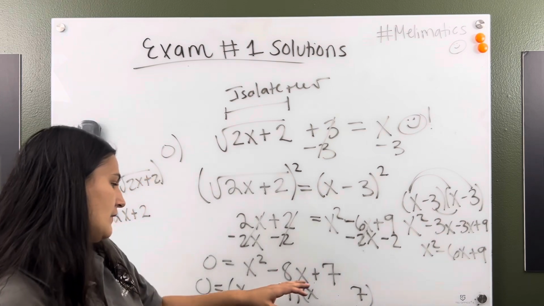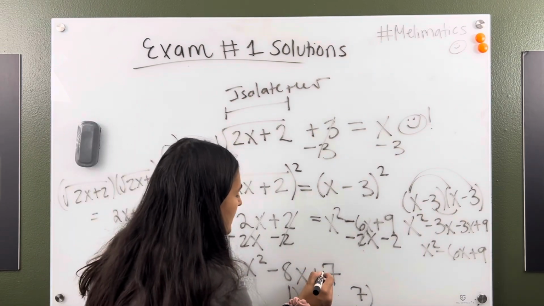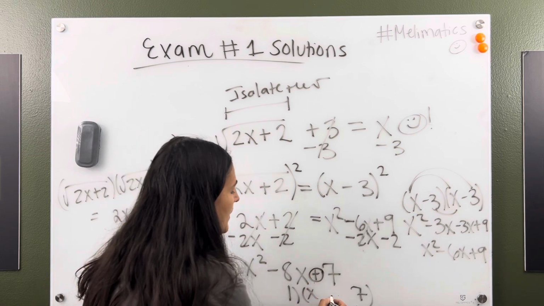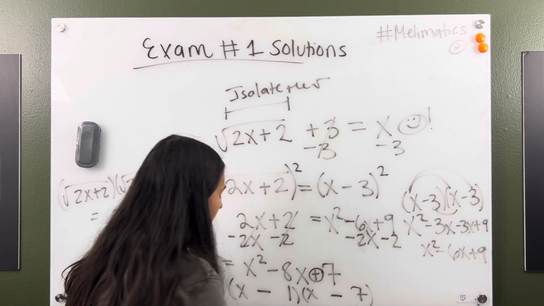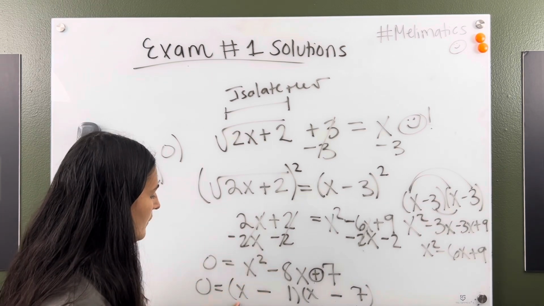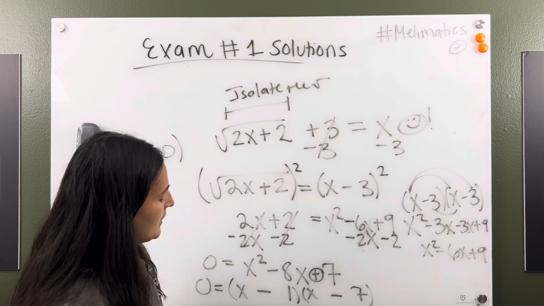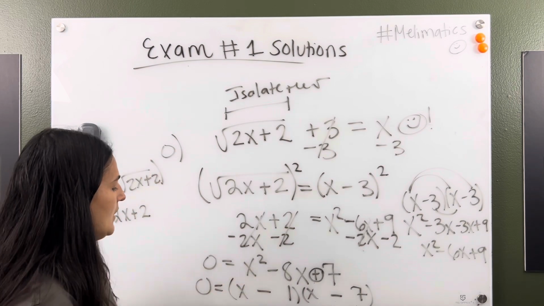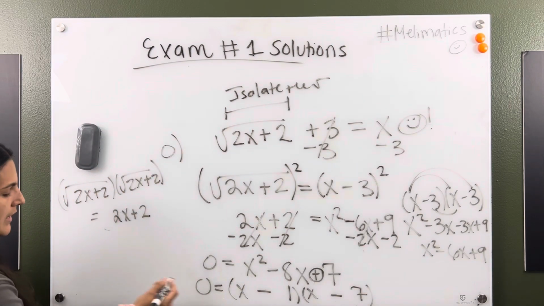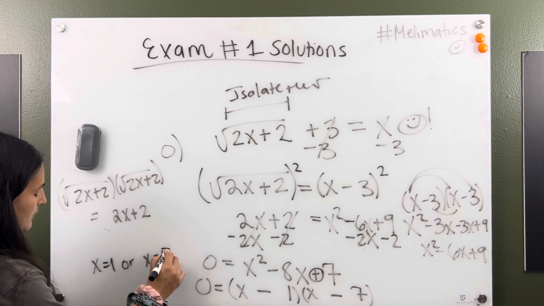Okay, factors of 7, 1 and 7, my only options, right? Because it's positive, I'm gonna either have to make them both positive or both negative. I'm gonna make them both negative because I'm trying to get to negative 8x. So you check yourself when you do the outer and the inner. What is negative 7x minus 1x? Negative 8x, right? So we did it correctly, and now just solve for x. So this means that x equals 1 or x equals 7, right?